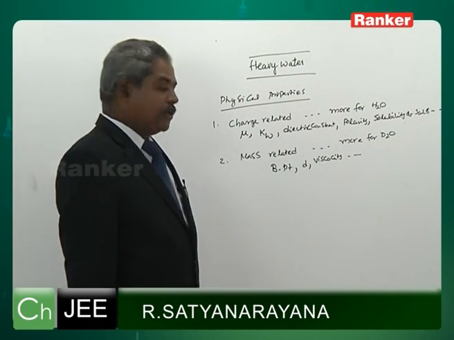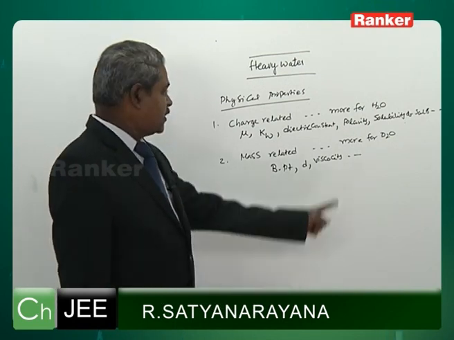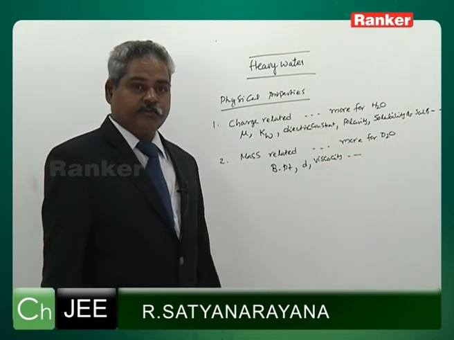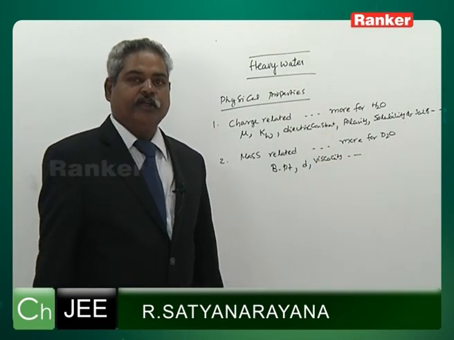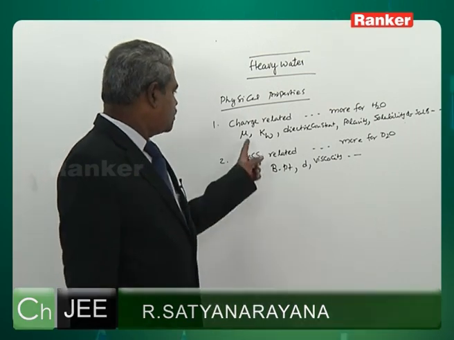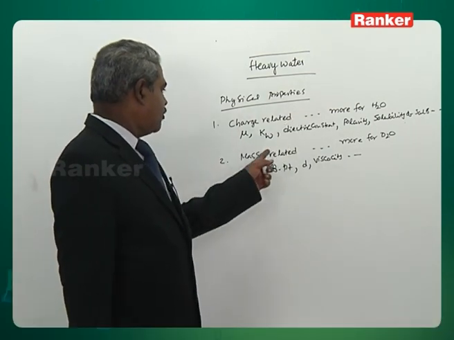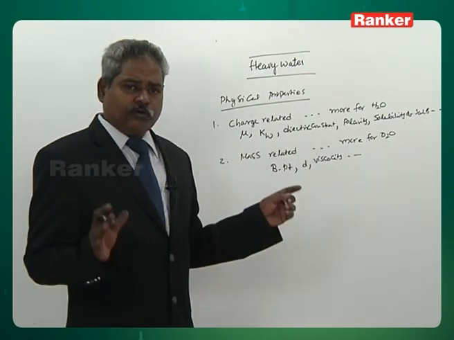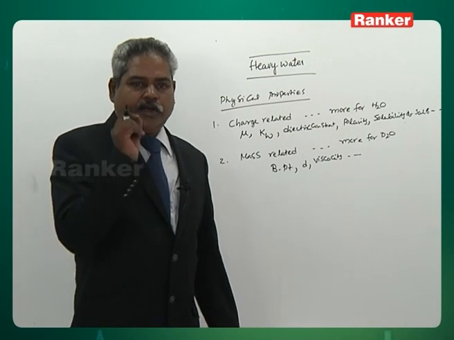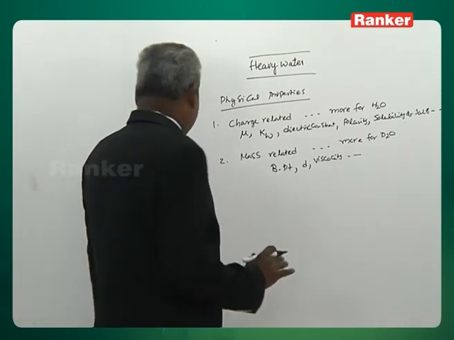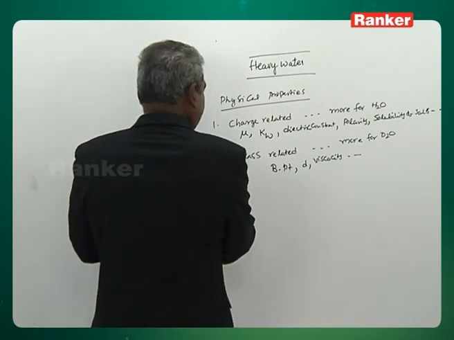And temperature of maximum density: H2O has a maximum density at 4 degrees, whereas D2O has a maximum density at 11.2 degrees. So, all these charge related properties are more for H2O. Mass related properties, you have to learn broadly, otherwise you can't remember each and everything. Very simple. Charge related: dipole moment, polarity, dielectric constant.